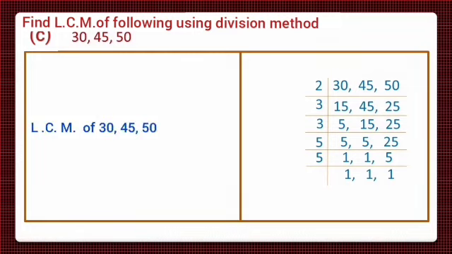So dear students, we have to find the LCM of 30, 45 and 50, and for that we'll multiply all the factors which we have obtained. And so LCM of 30, 45 and 50 is equal to 2 into 3 into 3 into 5 into 5, and that's equal to 450, which is the required LCM.